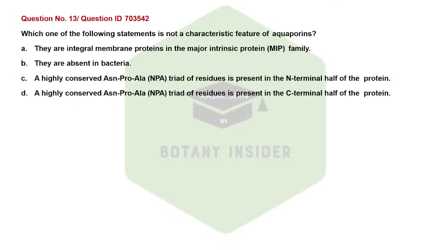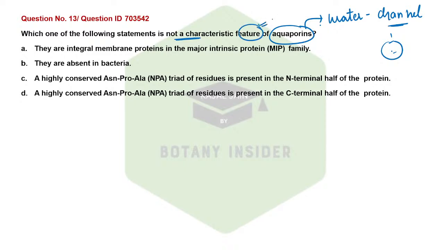Next question, which of the following is not a characteristic feature of aquaporins? First thing first, what are aquaporins? So aquaporins are water channel forming. These are the water channels that help in the transportation of water from one end to the other, let's say inside of the cell to outside, or vice versa. You need to find out which of the following statements is not a characteristic feature of aquaporins.